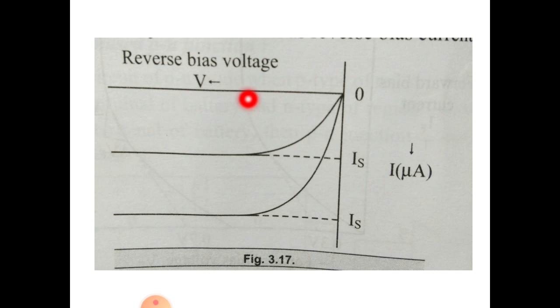As reverse bias voltage decreases, the current also decreases, but at a particular value of the voltage, the current is constant. This is a particular value where the current becomes constant. Here also, for this value the current is constant. So this is the characteristic graph of reverse bias voltage and the reverse bias current.